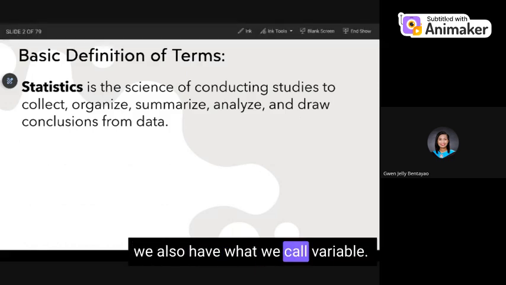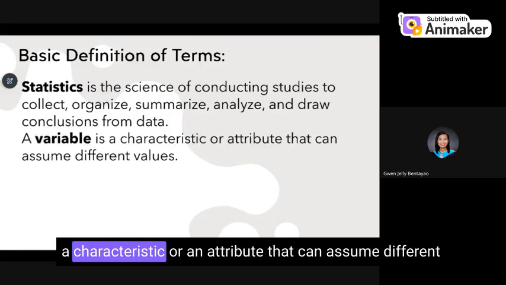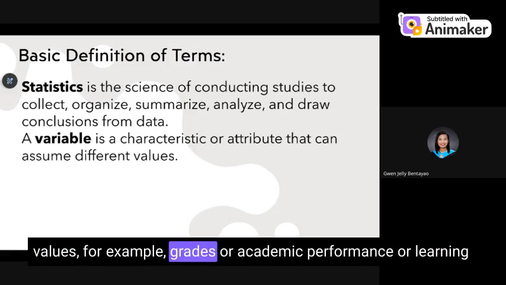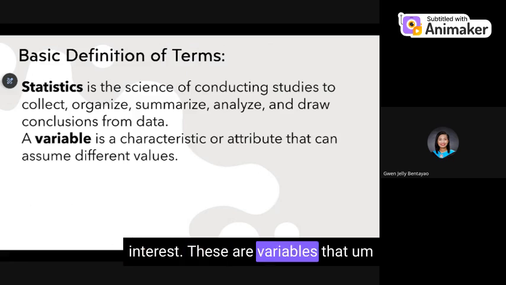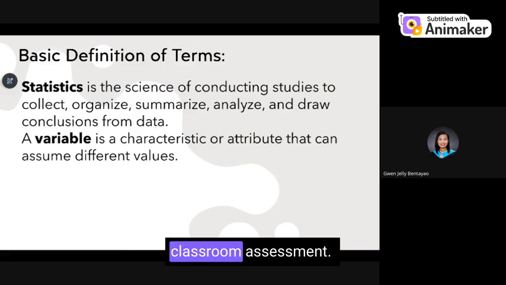We also have what we call variable. So variable is a characteristic or an attribute that can assume different values. For example, grades or academic performance or learning interests. These are variables that govern our classroom assessment.